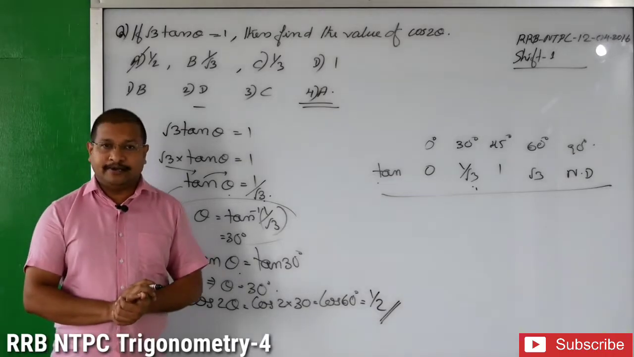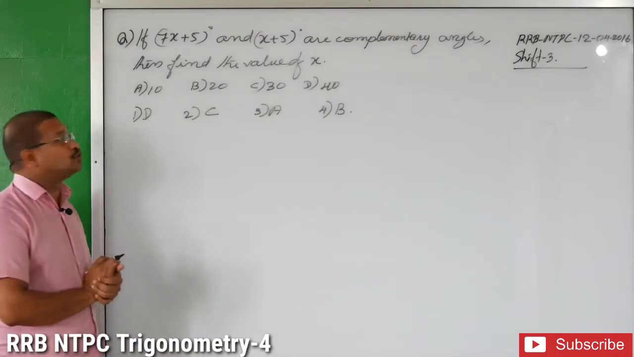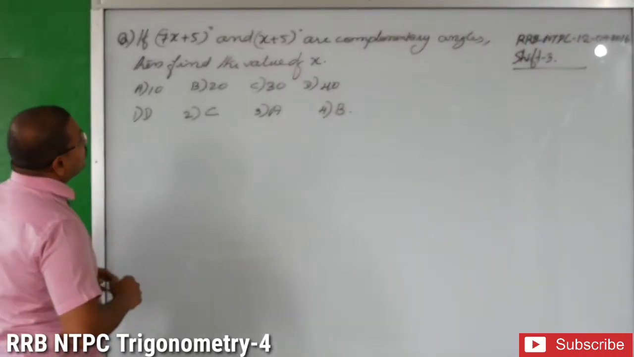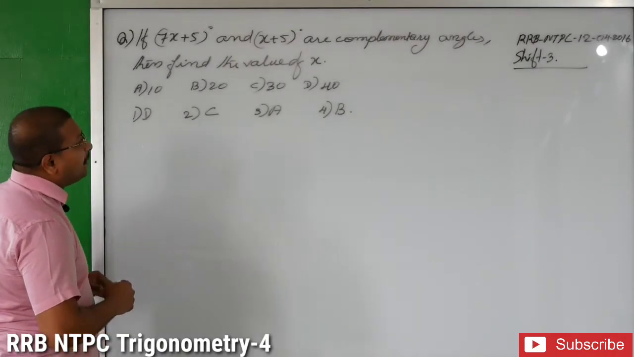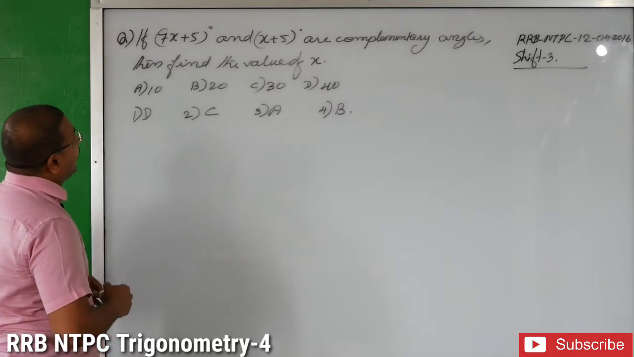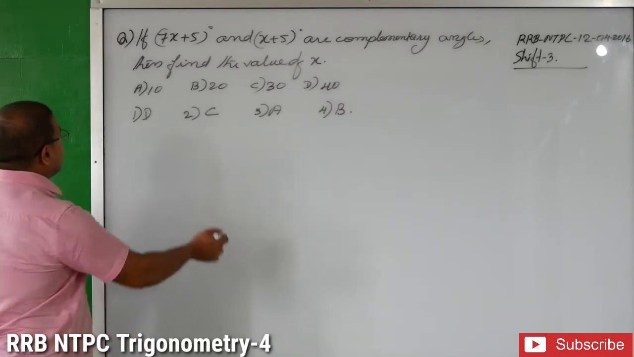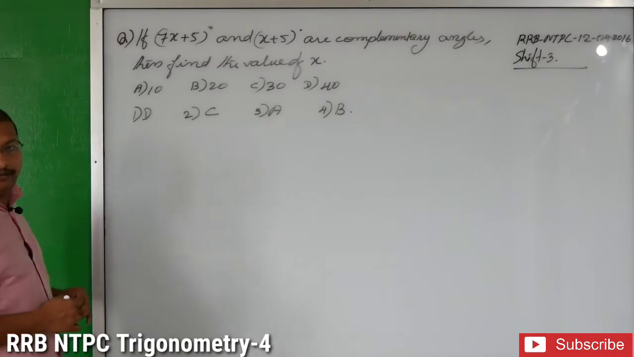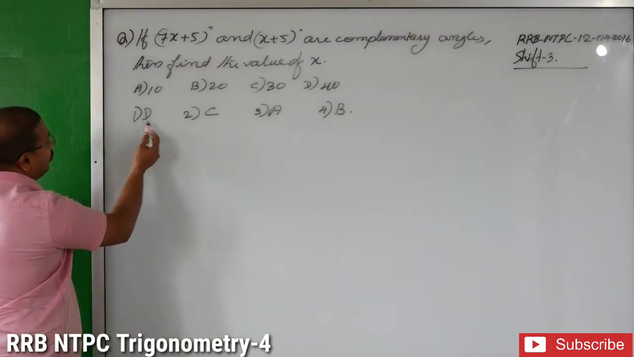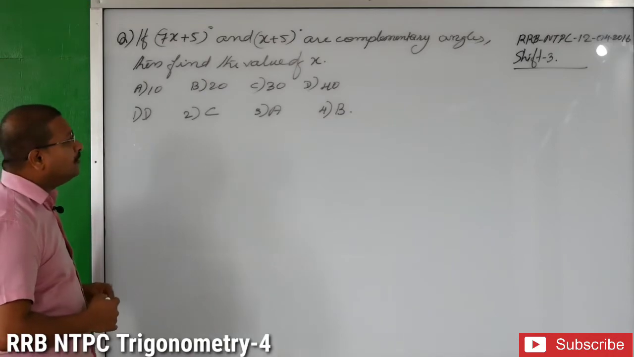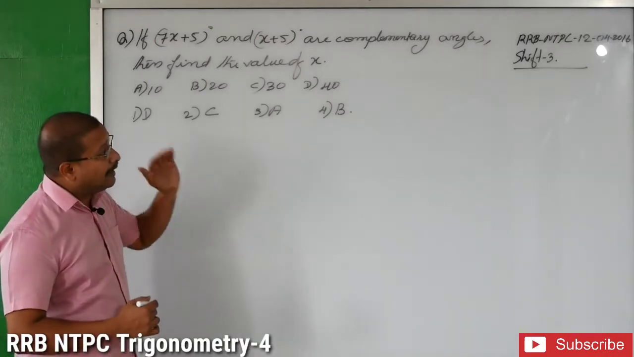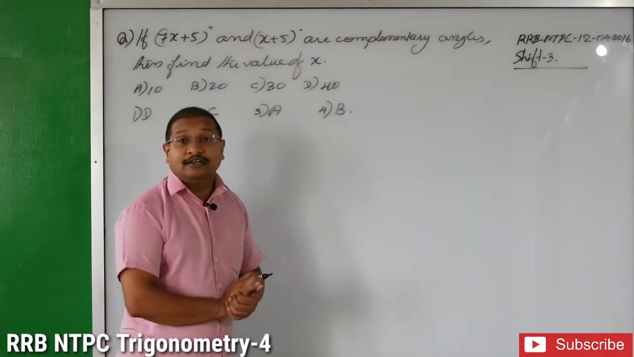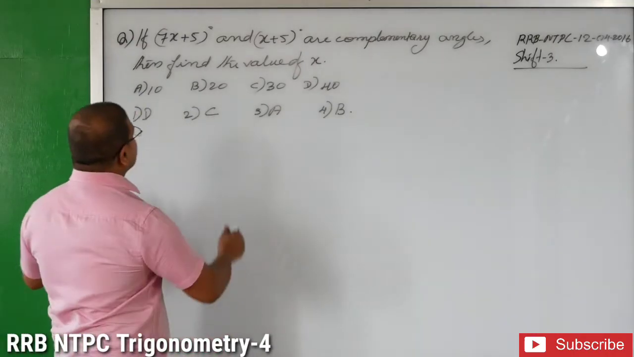Let's go to the next question. I'll read the question once. If 7x plus 5 degree and x plus 5 degree are complementary angles, then find the value of x. Answers are given: A 10, B 20, C 30, D 40. After that, the options are given: 1D, 2C, 3A, 4B. Of course, it came in RRB NTPC 12/4/2016, shift 3. Ready? Let's do the work.